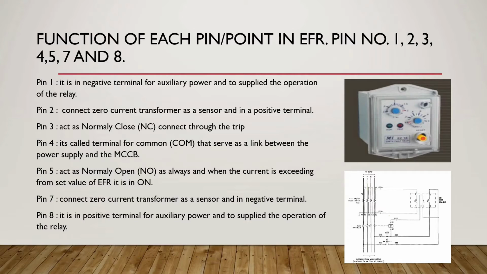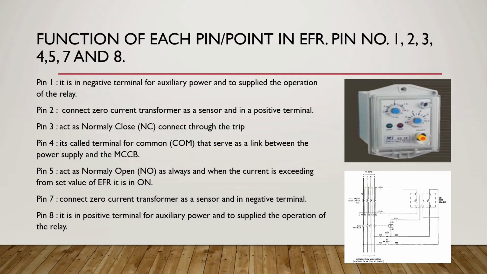Today, I will continue to explain the function of each pin or point in earth fault relay. Pin number 1, 2, 3, 4, 5, 7, and 8. Pin number 1 is the negative terminal for auxiliary power and to supply the operation of the relay. Pin number 2 connects the zero current transformer as a sensor and is a positive terminal.